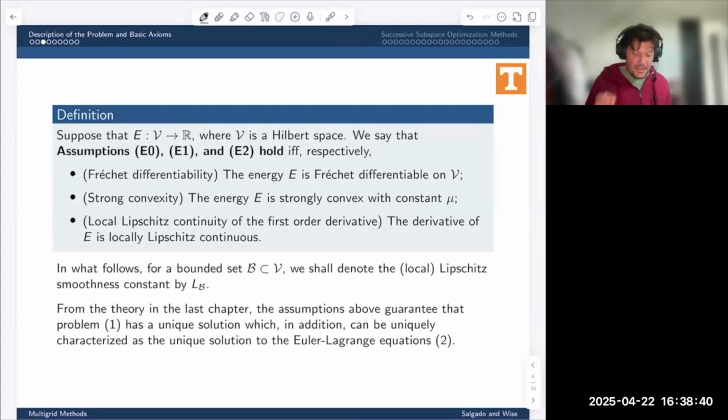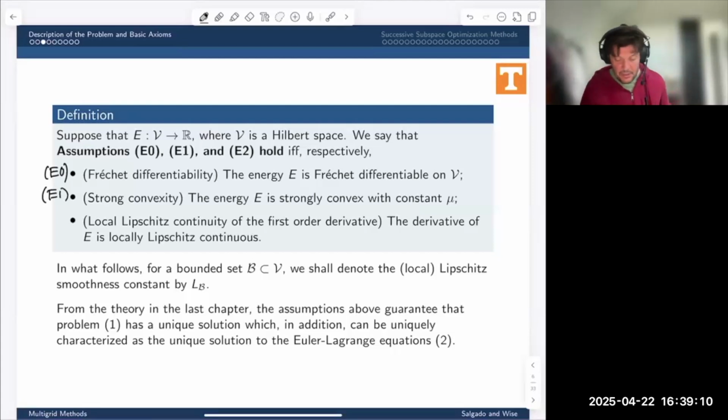So in this case, we're going to assume these all at once, unlike what we did in the linear multigrid setting, where we might assume this one but not that one, or this one but not that one. So we're going to assume all of these all at once. So this is E0. E0 is the assumption that the energy is Fréchet differentiable.